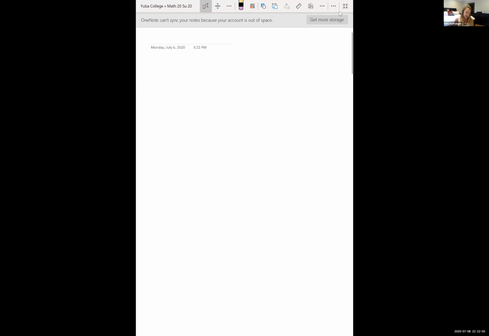Okay, so this is the last section, 5.7 in chapter 5. And this is called complex zeros and the fundamental theorem of algebra.